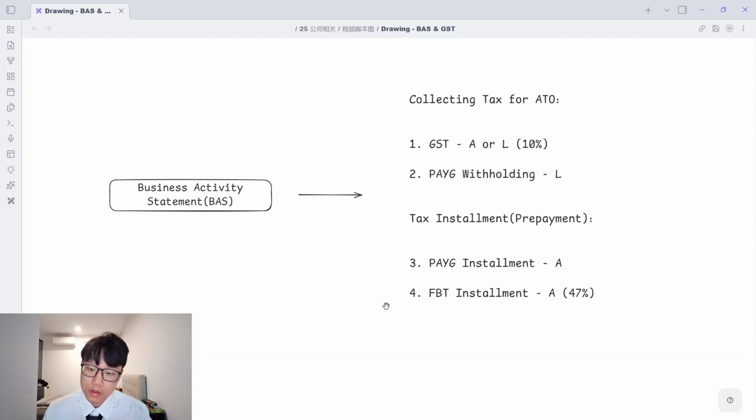And number 3 and 4 is our tax installment. It's like some kind of prepayment. It's we prepaid our tax. This is income tax. This is our employee benefit. The rate is equal to the highest individual income tax.